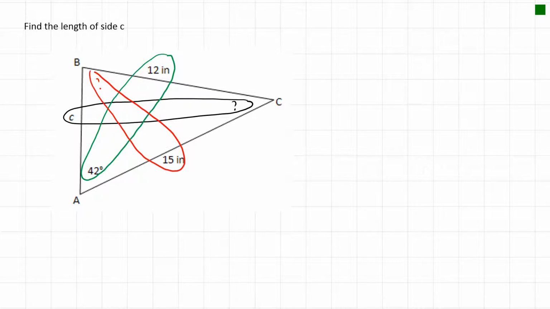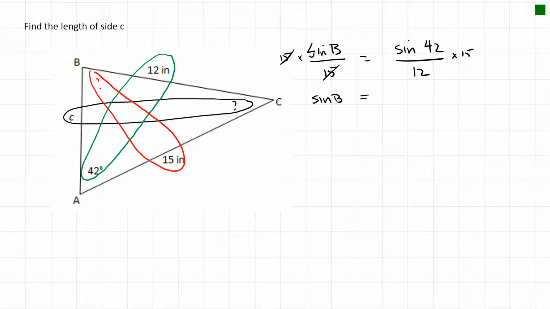So I've got the angles, the sine of B over 15 equals the sine of A, which is 42, over 12. So that means the sine of B, I'm going to multiply both sides by 15 to clear this fraction on the left. So sine of B equals the sine of 42 times 15 divided by 12.